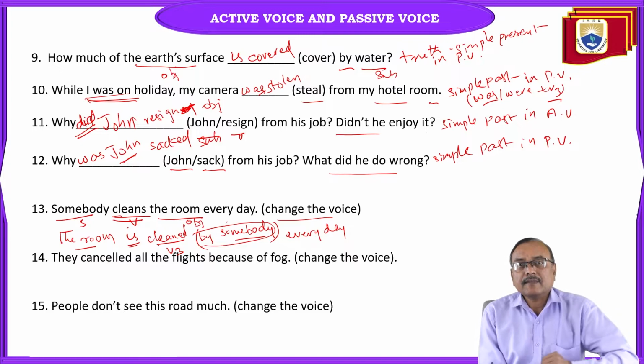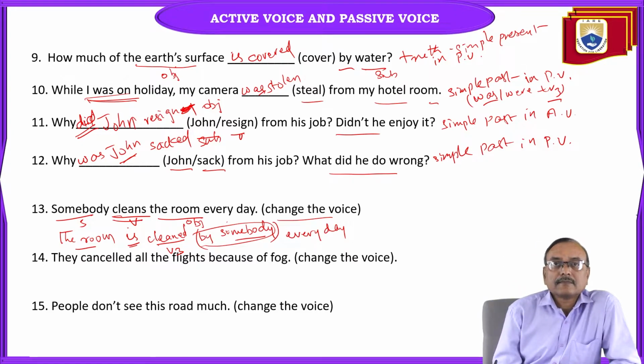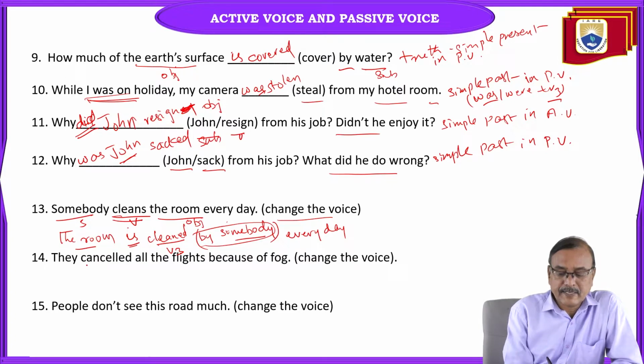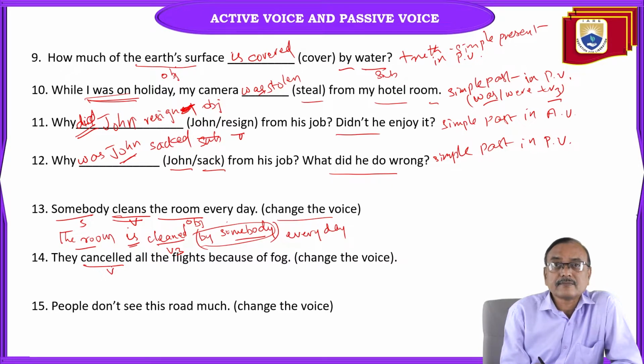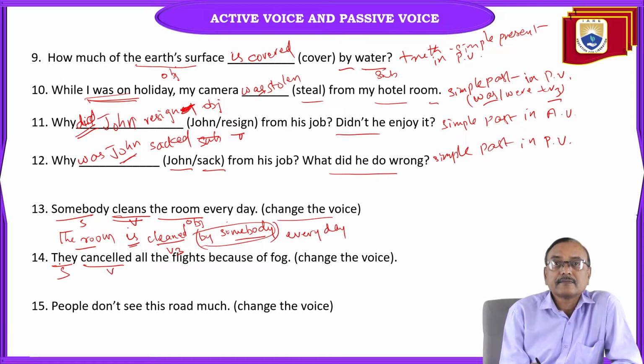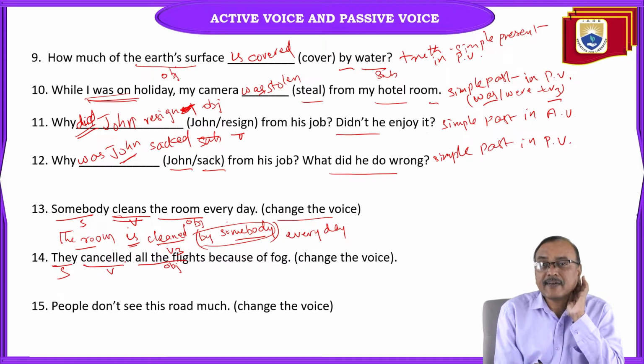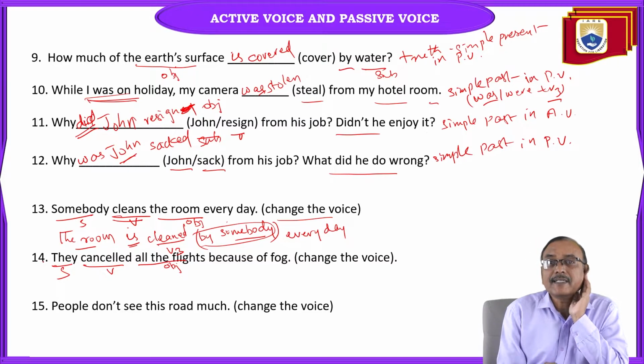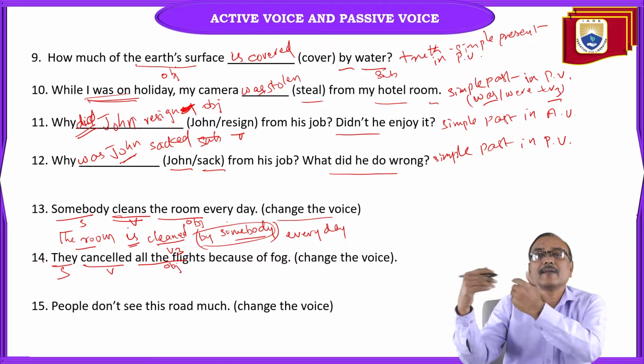Now come to the next one. They cancelled all the flights because of fog. First identify the verb. What is the verb here? Cancelled. Who cancelled and what was cancelled? Who cancelled? They. Subject. Cancelled what? All the flights. This is the object. So identify first the verb, then the subject, then the object. Only then go for the other steps.